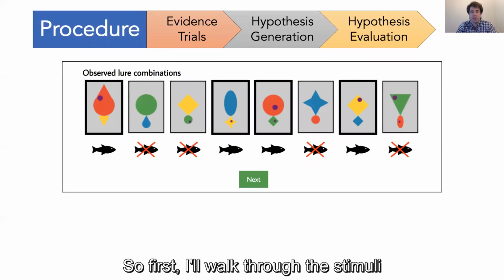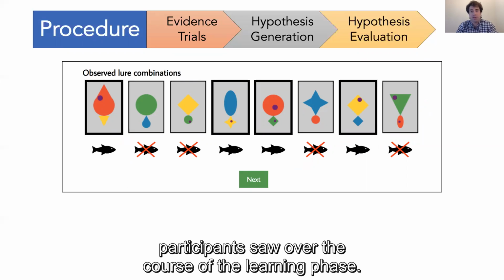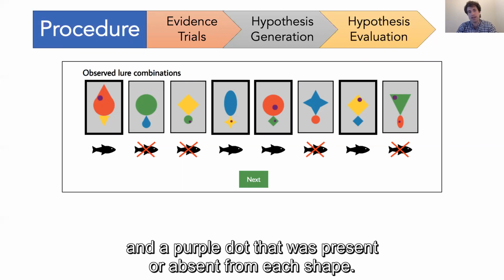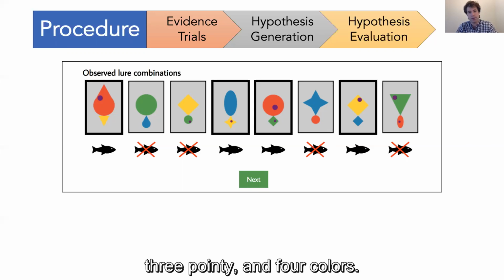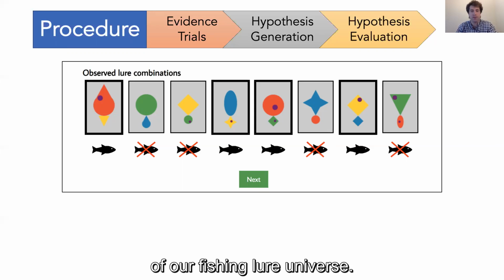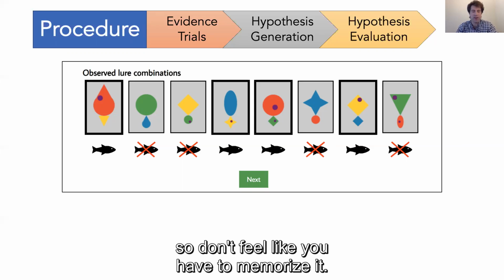So first, I'll walk through the stimuli participants saw during the task. Above is the full set of fishing lures participants saw over the course of the learning phase. Lures had a top and bottom shape, a top and bottom color, and a purple dot that was present or absent from each shape. There were 6 shapes, 3 rounded, 3 pointy, and 4 colors. So this is the full parameter space of our fishing lure universe. This image will be visible on various slides throughout the remainder of the talk, so don't feel like you have to memorize it.